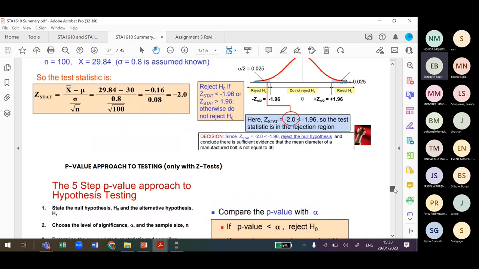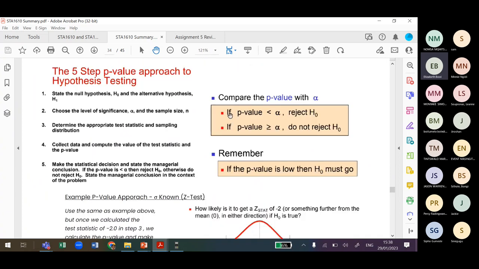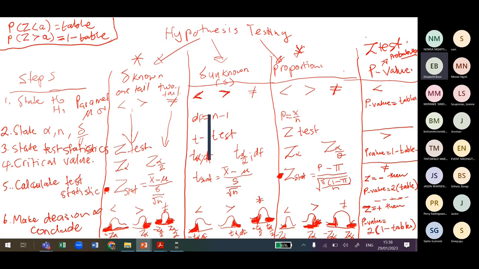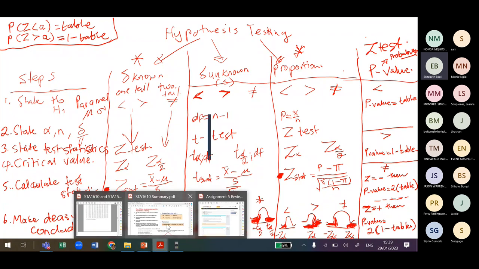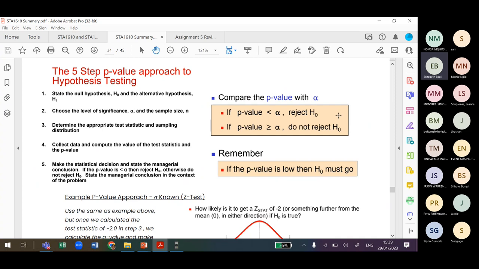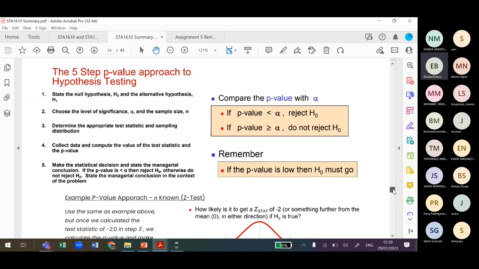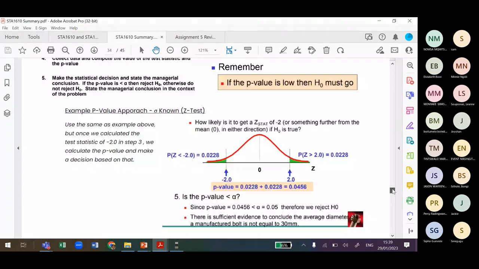This is just giving you an example of how you do the hypothesis testing in terms of the p-value, which is something that I didn't talk about. I just gave you an example of how you find your p-value. But remember that once you have your p-value, you're going to make a decision based on your p-value and your level of significance, which is your alpha. If your p-value is small, you reject the null hypothesis. If your p-value is less than your level of significance, you reject. If it's greater than or equal, you do not reject the null hypothesis. And that's how you make a decision based on the p-value.